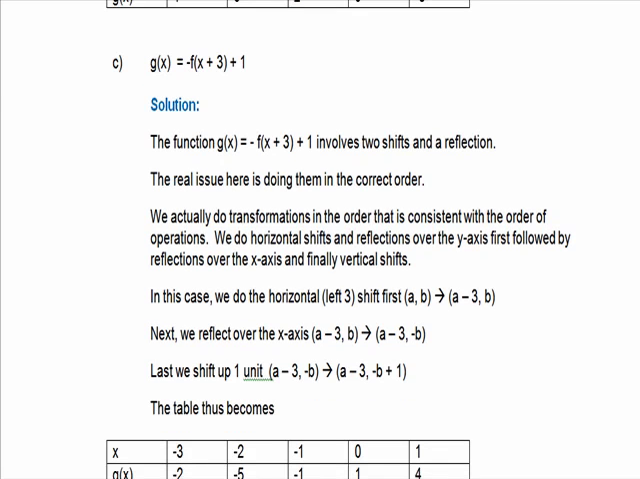And then lastly, we shift up 1 unit, and remember that takes whatever y we had and adds 1, keeping the x's the same. In our previous step, we had (a-3, -b). Now we have (a-3, -b+1). So if I went back to the original table and took each of the original values and subtracted 3 from the x value, and then did negative the y value plus 1, that would produce the new table.